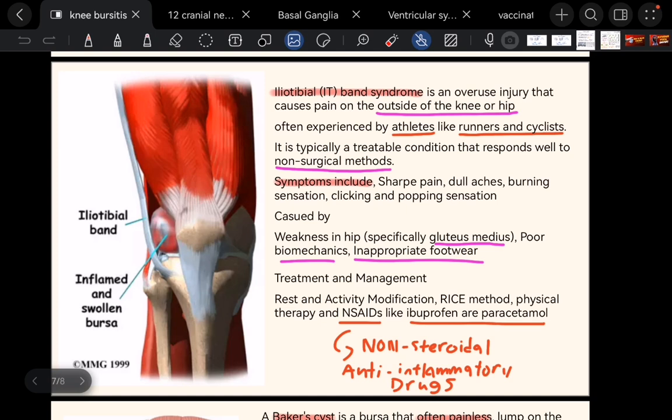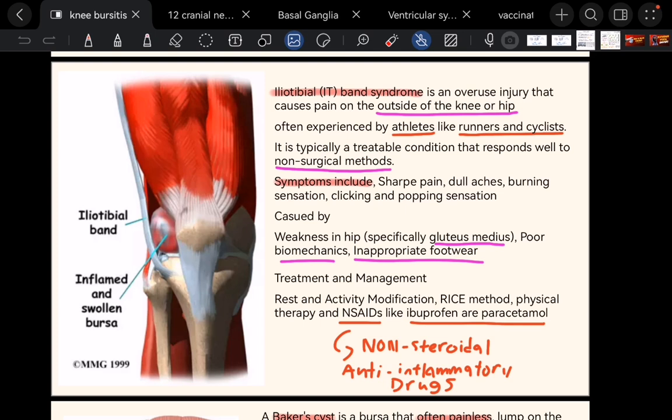Next, we have IT band syndrome. So IT band syndrome is actually an overuse injury that causes pain outside of the knee, so more on the lateral side. It's often more commonly experienced by athletes such as runners and cyclists. IT band syndrome is actually a treatable condition that responds well to non-surgical methods. But symptoms may include sharp pain, dull aches, burning sensation, clicking and popping sounds, instability, sometimes having trouble bending and flexing the knee because of the pain.